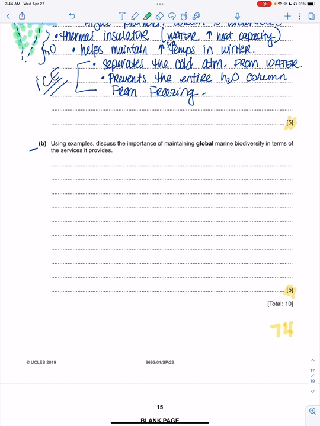Woo! All right, so using examples, you need examples. Talk about medicine, talk about Alzheimer's, talk about direct food resources. Talk about how maybe they protect shorelines. They help absorb CO2. We annotated these notes together, and then I did a separate screen recording for it and put it in your Google Classroom. So using examples, the importance of maintaining global marine biodiversity in terms of the services it provides. And here are the services. There are one, two, three, four, five of them.